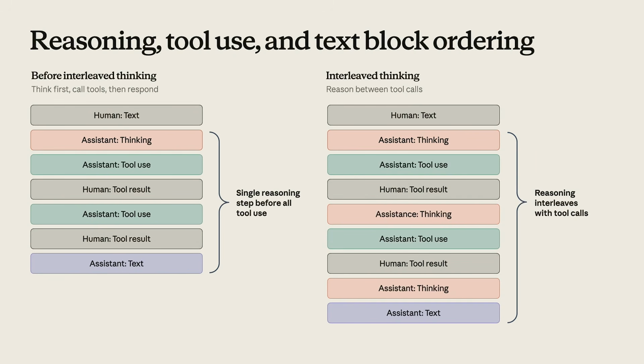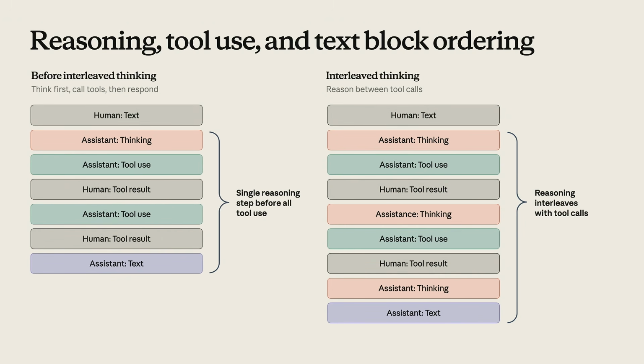When reasoning models were first introduced, they followed a really specific pattern in terms of how to spend these tokens. The first thing they would do is they would think, and they would spend those thinking tokens to work through a problem. And then after that, they would move on to tool calling. And then lastly, they would move to text.